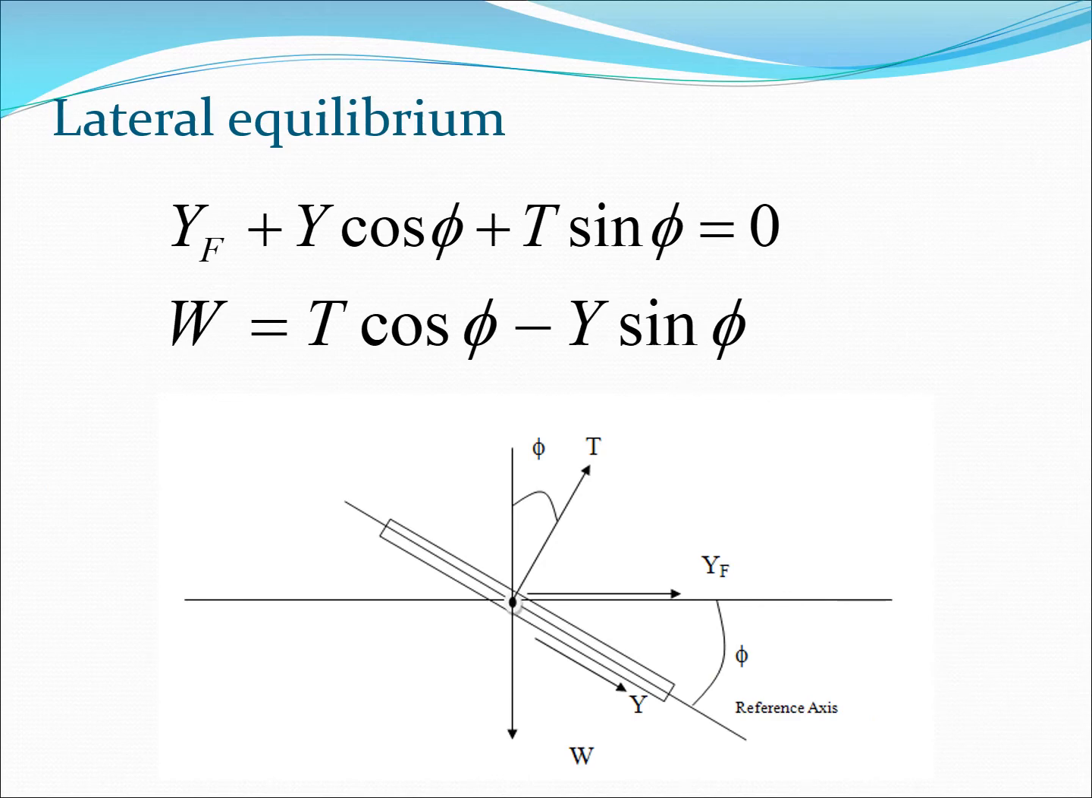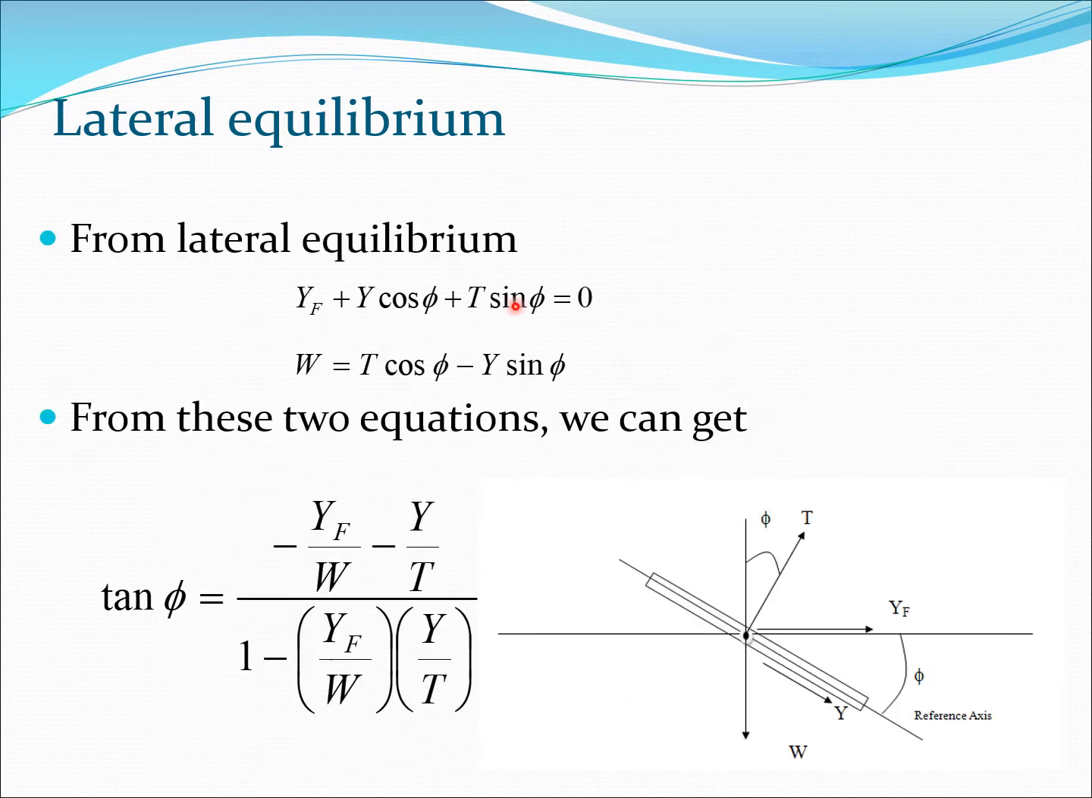Now let us look at the lateral equilibrium equation. So again, the rotor view is like this from the back, and now we can take the components. So we have yf plus y into cos of phi plus t into sine of phi. So all the components along this direction sum to 0, and vertically we would have w is equal to t cos of phi minus y into sine of phi. So we get two equations now. These two equations can be solved for phi.